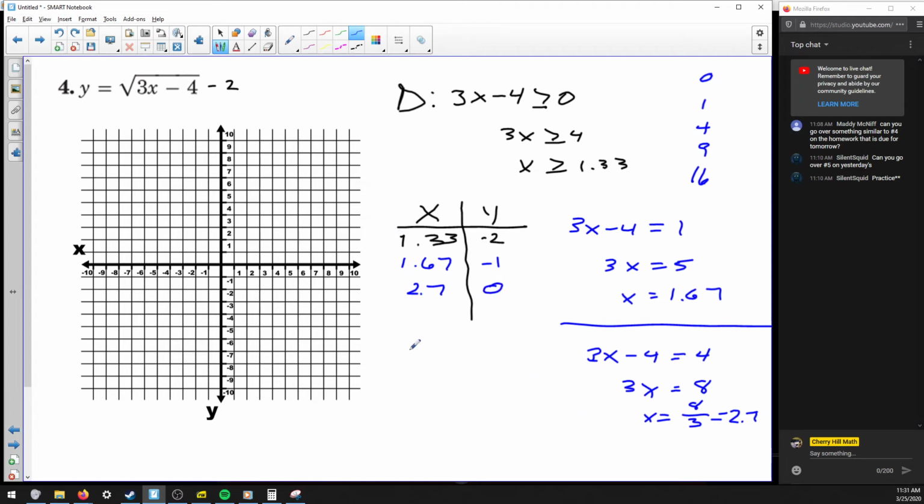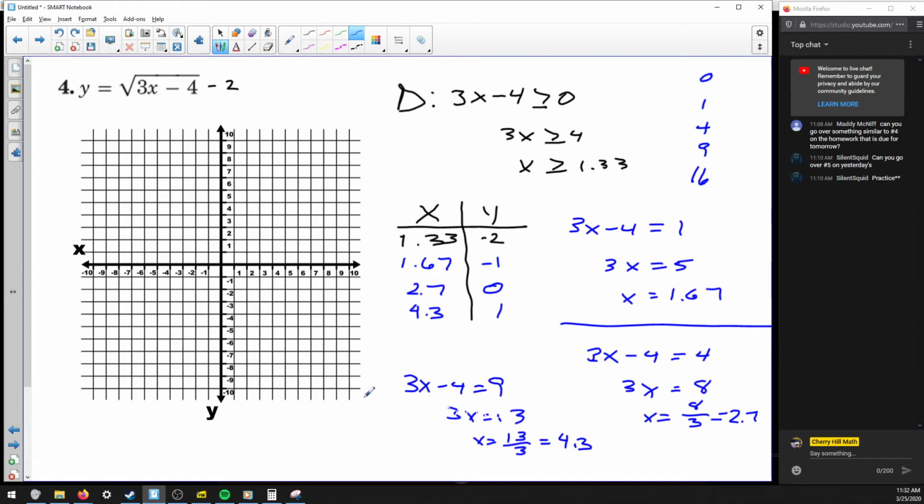All right, we'll do one more, because this is going to be a pretty crushed list right now. So we'll do 9. I might be able to do 2 more. The next one is 3x minus 4 is going to be equal to 9. If I add the 4 over, that's going to be 13. 3x is equal to 13, and x is equal to 13 over 3, which is equal to 4 and 1/3, so about 4.3. So if I plug in 4.3, 13/3, that's going to make this the square root of 9. Square root of 9 is 3, minus 2, it's going to make this 1.